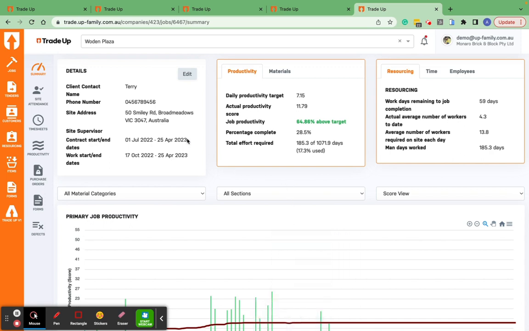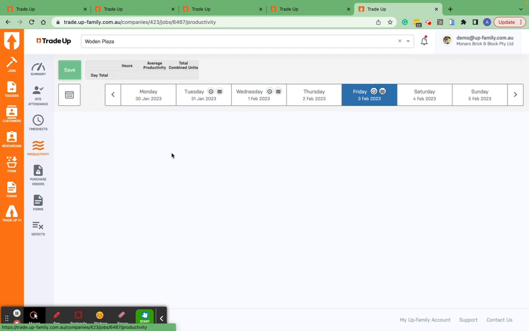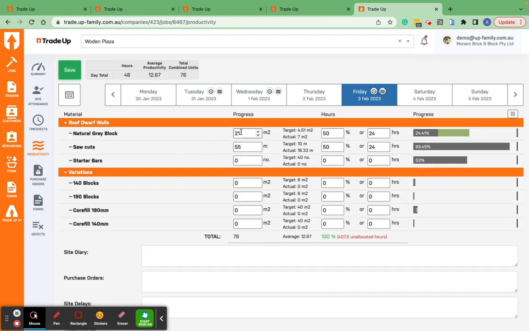Now, something on this one, I wanted to show you just how easy it is, even on a bigger job like this, when you've got so many materials to install. It's exactly the same concept where the chap's going to come in every day. He's going to enter his timesheets of what the guys did. He's going to put that time in his productive time, and now pop over here to his productivity page and come down here and just enter.